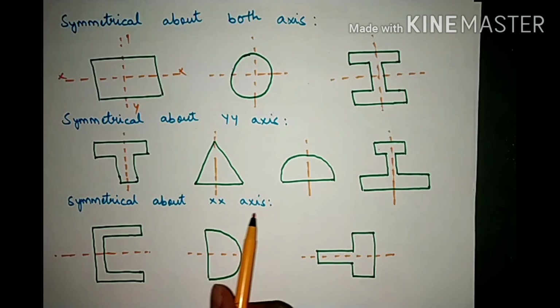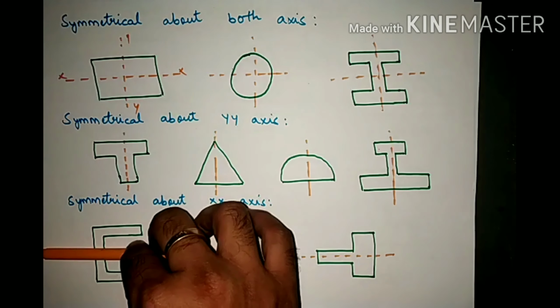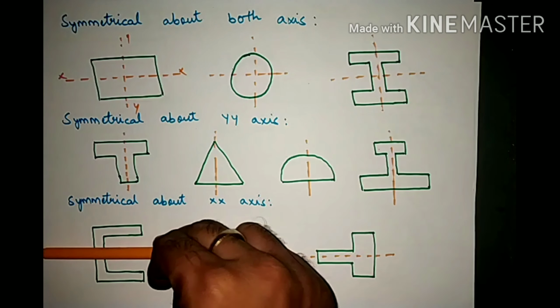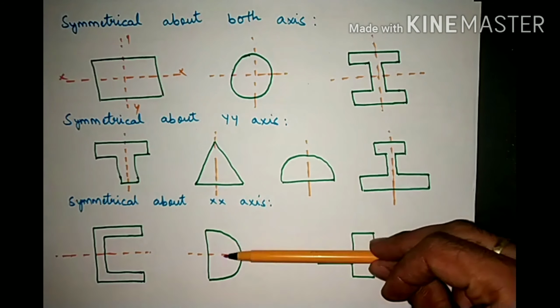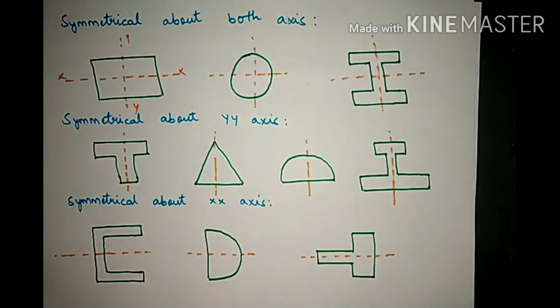Now symmetrical about the XX axis. These objects are symmetrical about the X axis. So if I am cutting a section like this, it is symmetrical, right? Symmetrical, and it is not symmetrical in the other way.